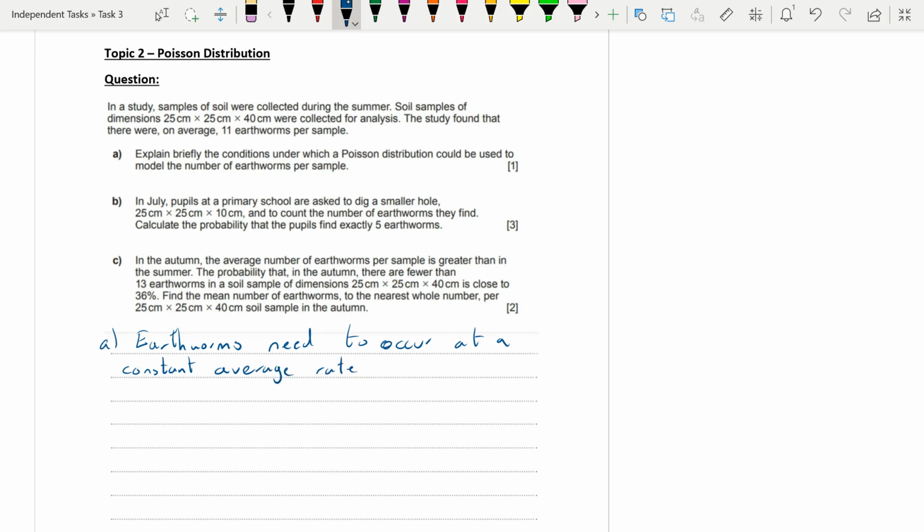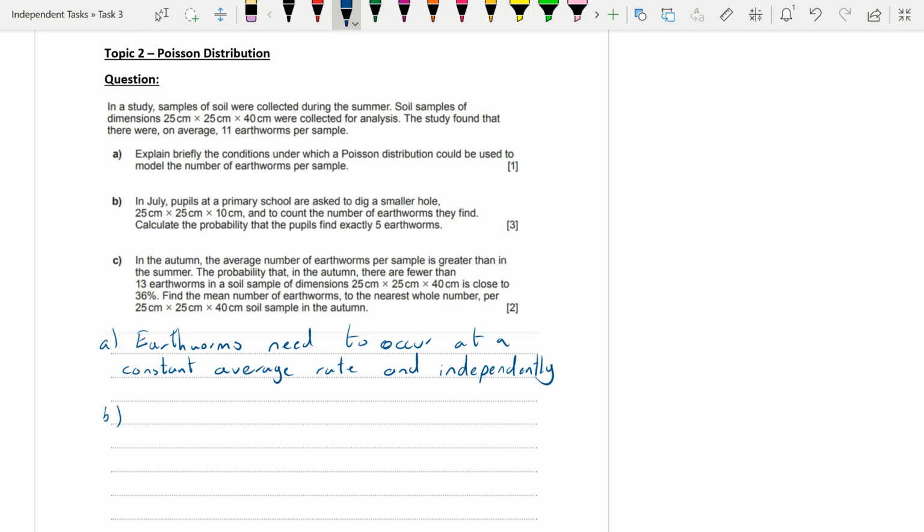Okay, now the other thing is they need to be independent. So they also need to occur independently. Okay, and there's my 2 marks. So I need to make sure I have both of those. The key words are constant average rate, and independent is also really important. Obviously for binomial distribution, it also needs to be binomial, but the constant average rate is what defines it to be a Poisson instead.